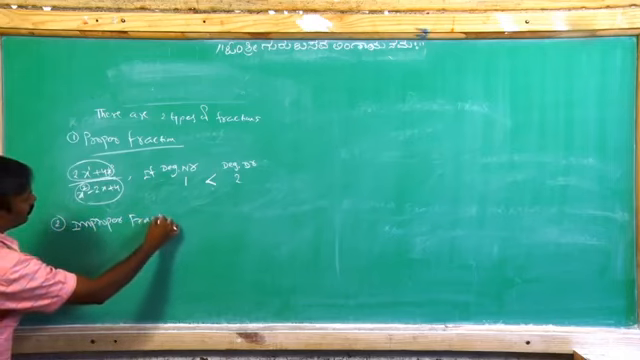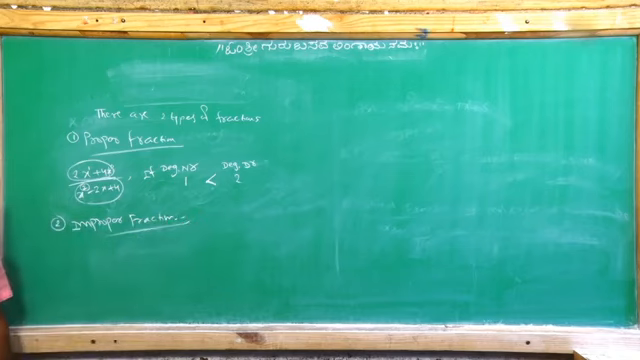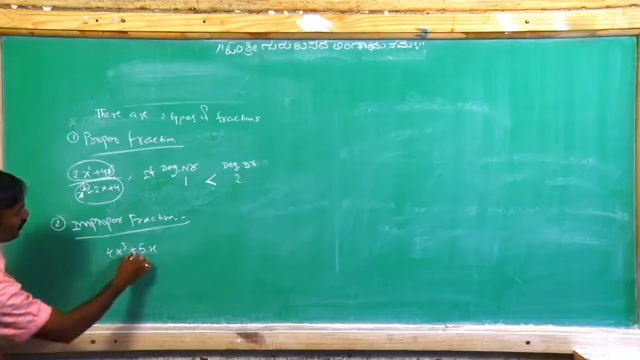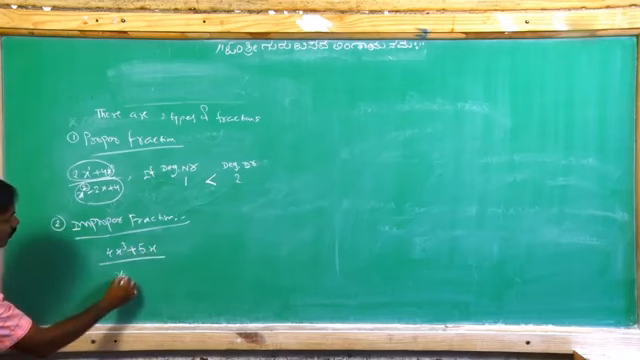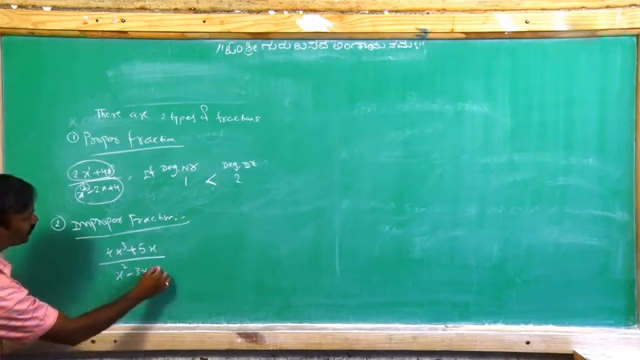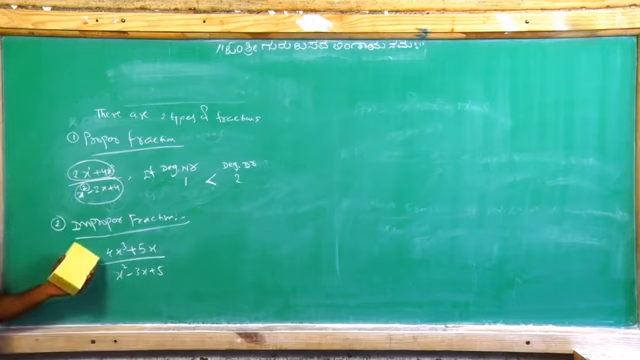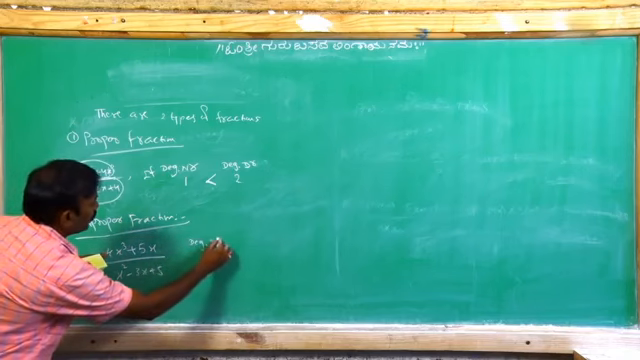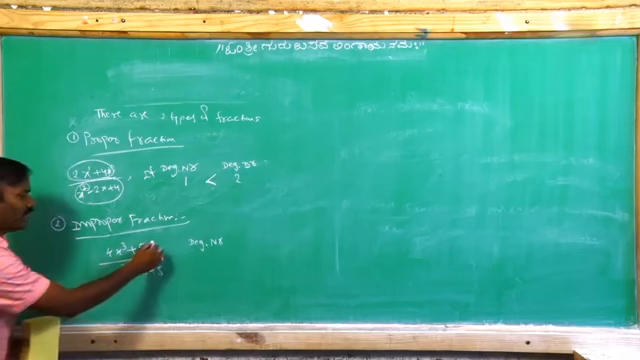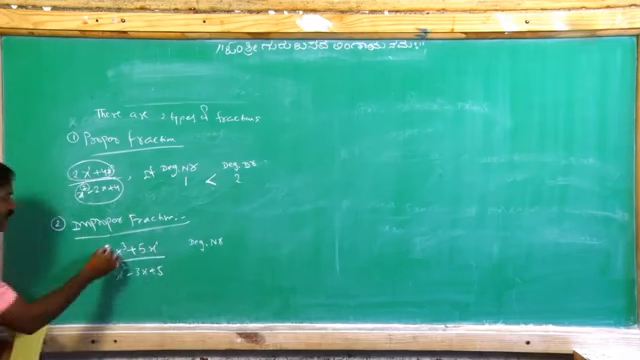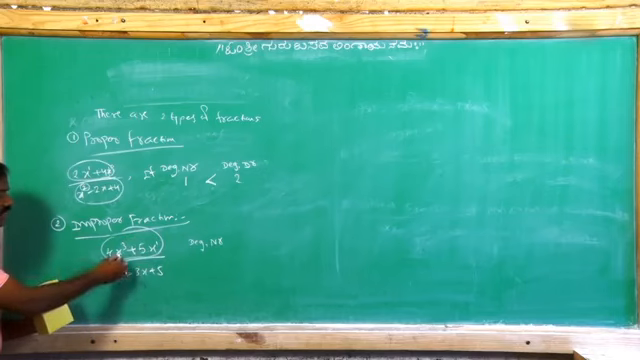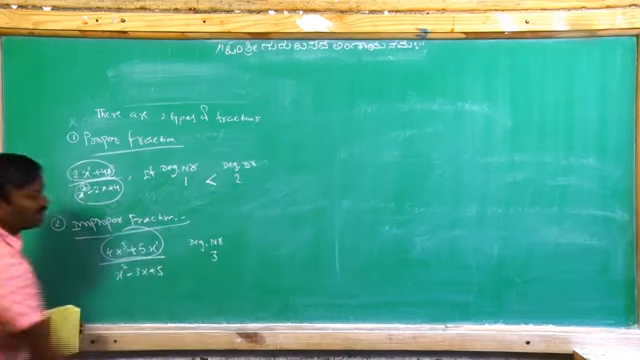Now come to the second, improper fraction. Now take the fraction 4x cube plus 5x divided by x square minus 3x plus 5. To find whether this is proper or improper, first of all find the degree. First find the degree of the numerator. In the numerator, the x power is 1 and 3. The highest power of x is 3, so the degree of the numerator is 3.